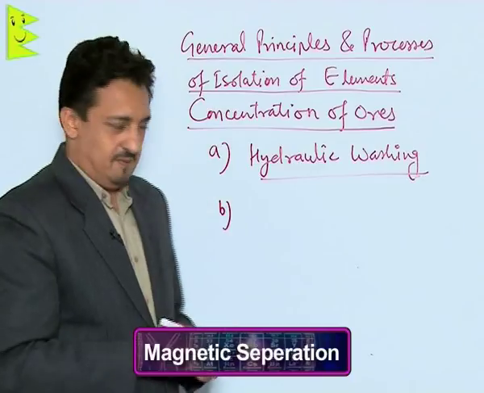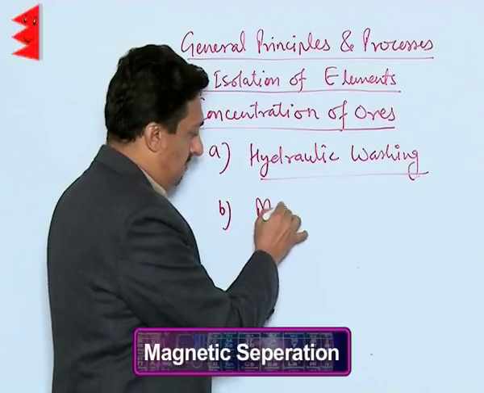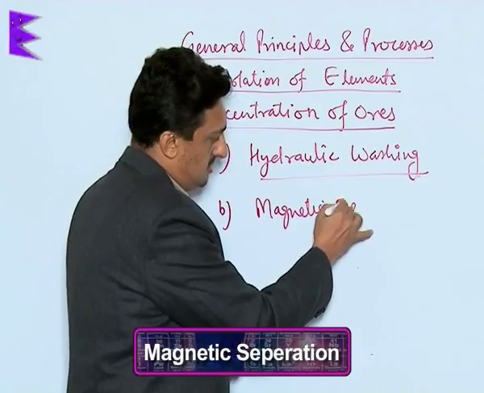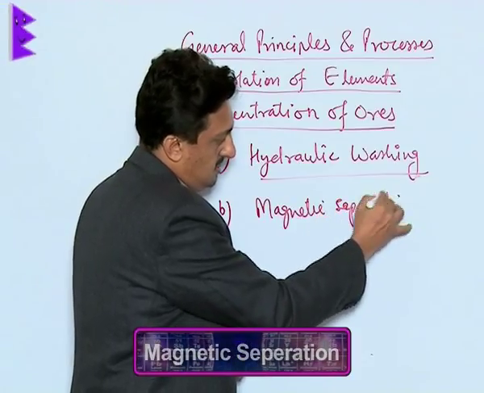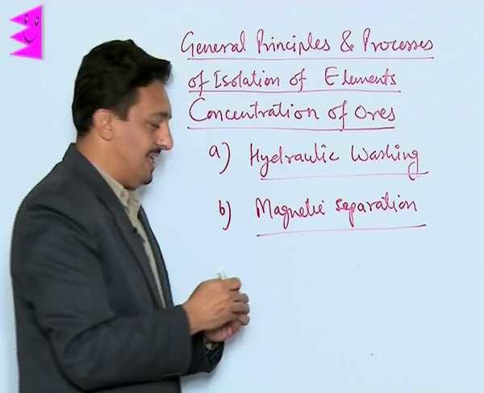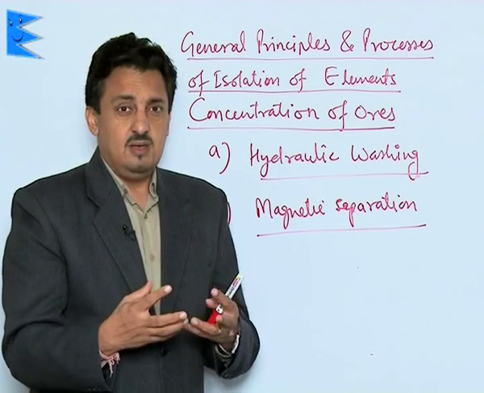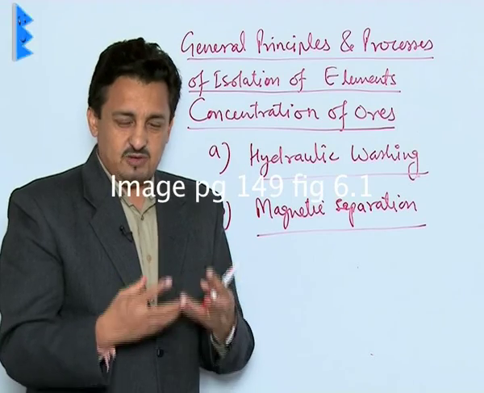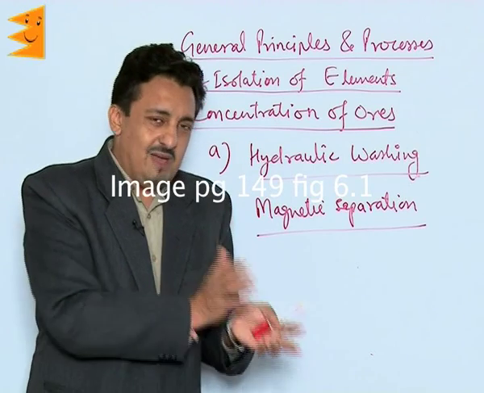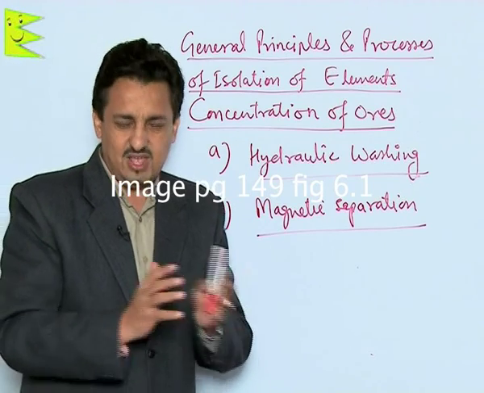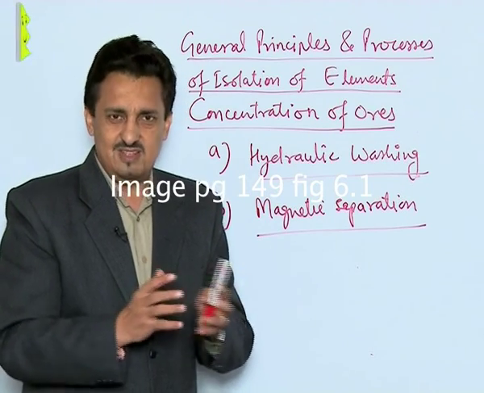There is another method, which is called magnetic separation. As the name suggests, this method is mainly done for those ores which are magnetically active. Or the ore is magnetically non-active but the gangue particles are magnetically active. So in both cases it can be used.